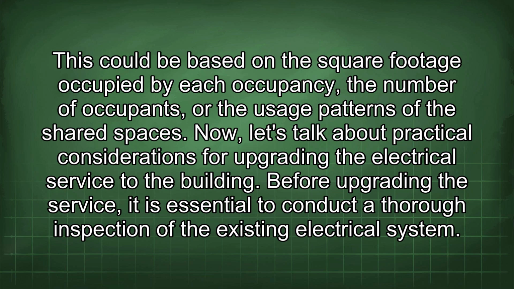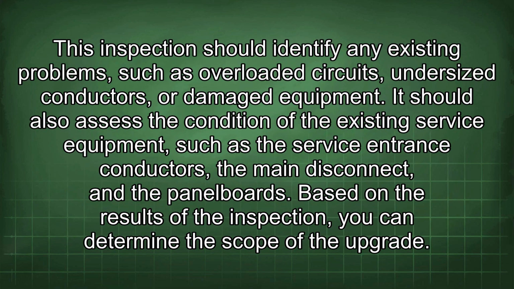Now, let's talk about practical considerations for upgrading the electrical service to the building. Before upgrading the service, it is essential to conduct a thorough inspection of the existing electrical system. This inspection should identify any existing problems, such as overloaded circuits, undersized conductors, or damaged equipment. It should also assess the condition of the existing service equipment, such as the service entrance conductors, the main disconnect, and the panel boards. Based on the results of the inspection, you can determine the scope of the upgrade.